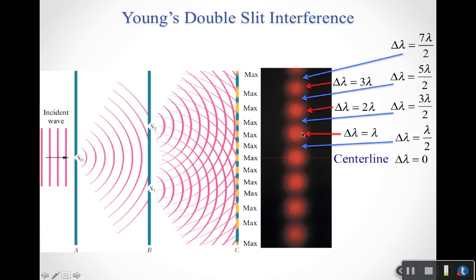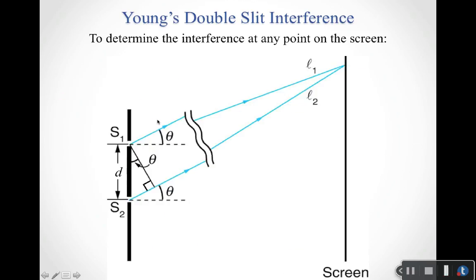And then there are going to be bright fringes, which are places where the path difference is whole integer numbers of wavelengths. So 1 wavelength, 2 wavelengths, 3 wavelengths. And again, that pattern is also mirrored on both sides of the center line. So this is the interference pattern that shows up on our screen from light coming through our two slits.